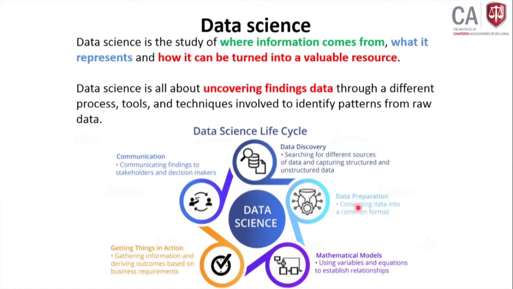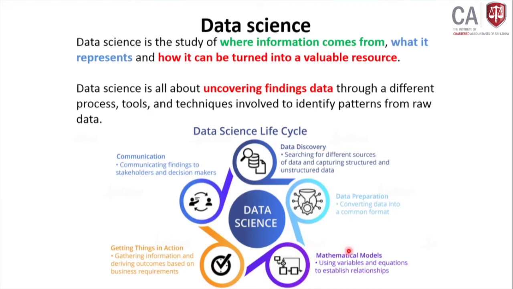Okay. The data science life cycle explains data preparation, converting data into a common format. Here, data is searched for from different sources, capturing structured and unstructured data. Then they prepare the data, and mathematical modeling will be used to analyze the data using variables and equations to establish relationships. Then they identify how one data item has a relationship with another.